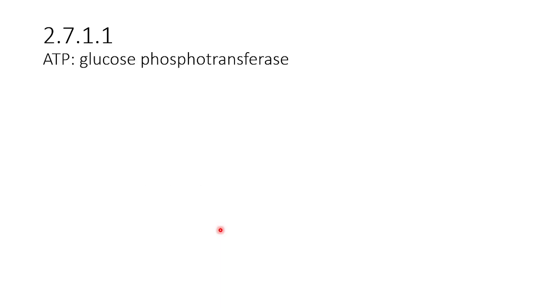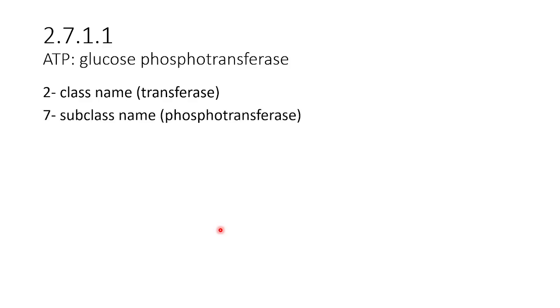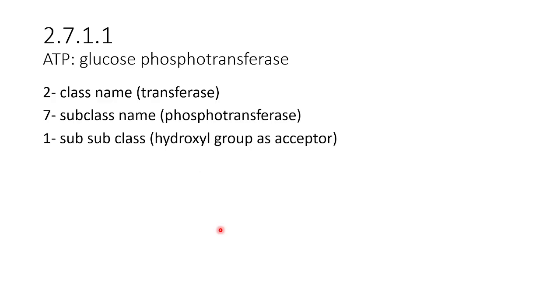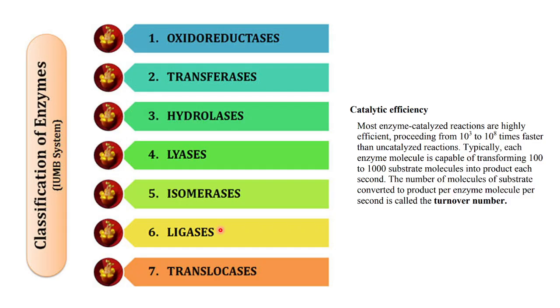So for example, if it's 2.7.1.1, that indicates glucose phosphotransferase. So 2 is the class name, that is transferase. 7 is the phosphotransferase, that's the subclass name. The third one is the sub-subclass, that it takes the hydroxyl group as an acceptor, and the other one is a specific enzyme, that's D-glucose as the phosphoryl group acceptor. So these are the significance of the 4 digits that you have in the IUB nomenclature.